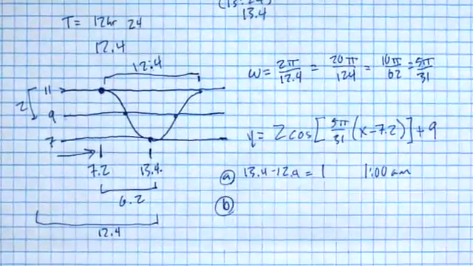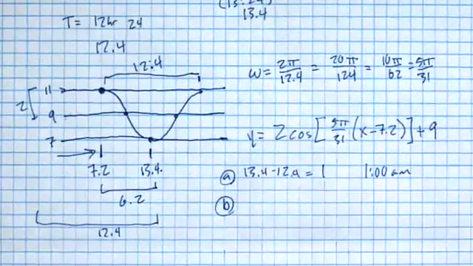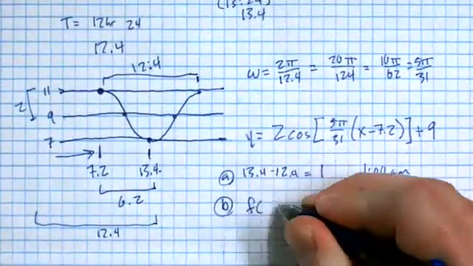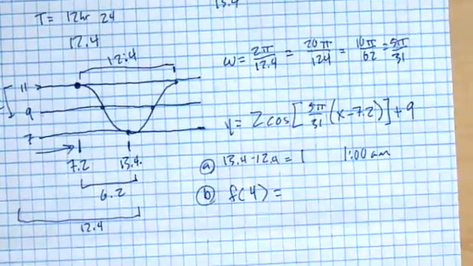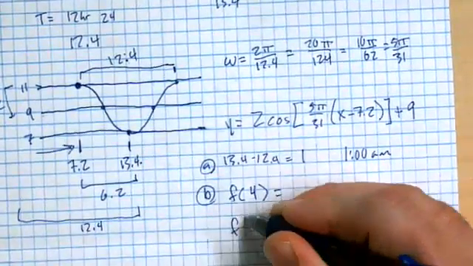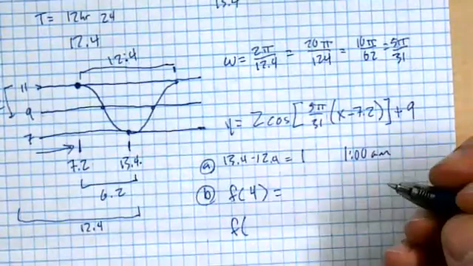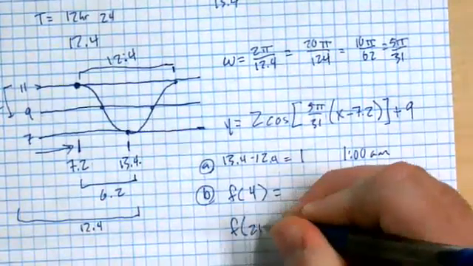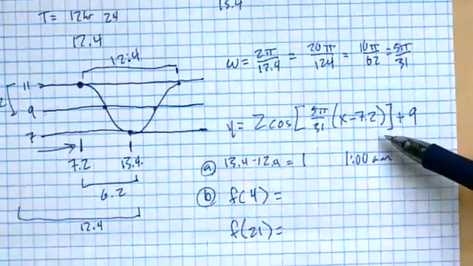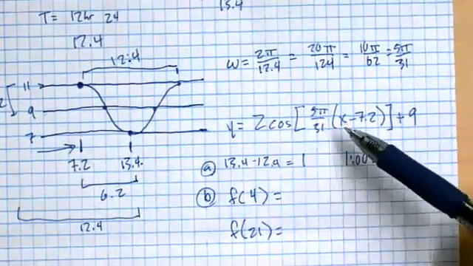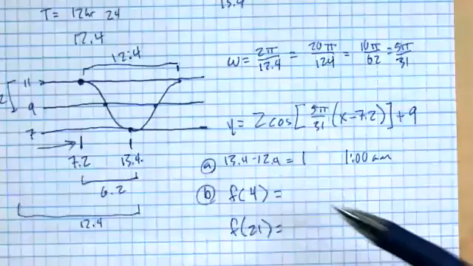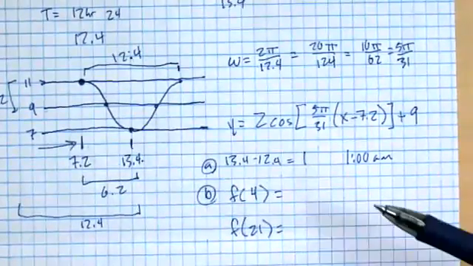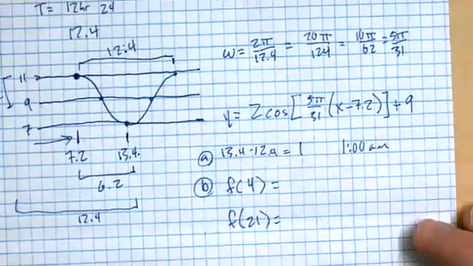Part B. What is the approximate depth of the water at 4 a.m. and at 9 p.m.? So they're really asking us to put in an x value for our function. 4 a.m. would be, well, we just put an x value of 4 into our function. And what will we put in for 9 p.m.? Not 9, 21. That's 21 hours into the day, right? When we wrote this function, x was the number of hours after midnight. That's why we had to shift it over 7.2, because it was 7.2 hours after midnight that we saw that first max. So I would probably use my calculator to find those 2 times. I'll leave that part up to you.